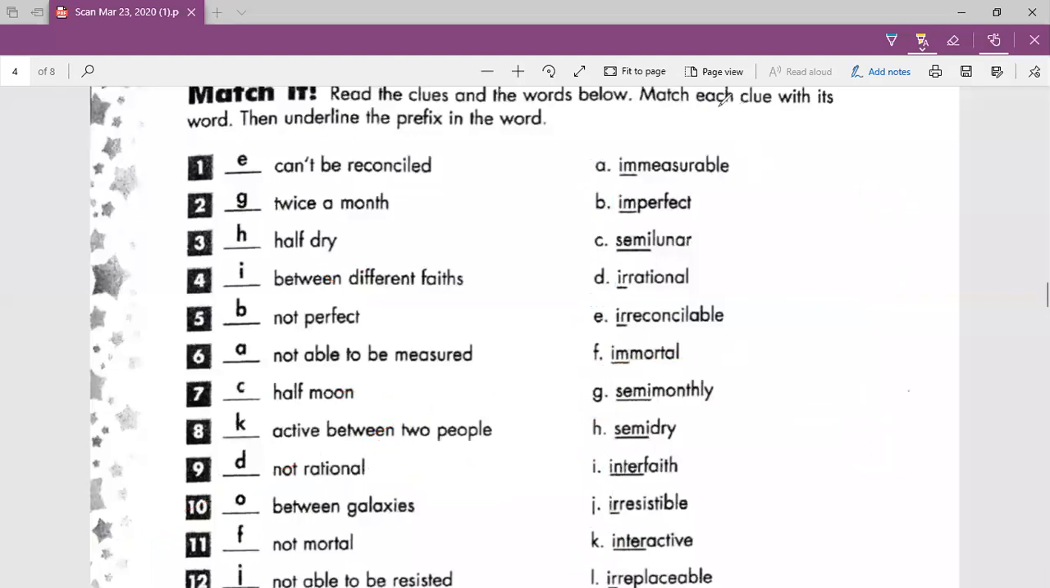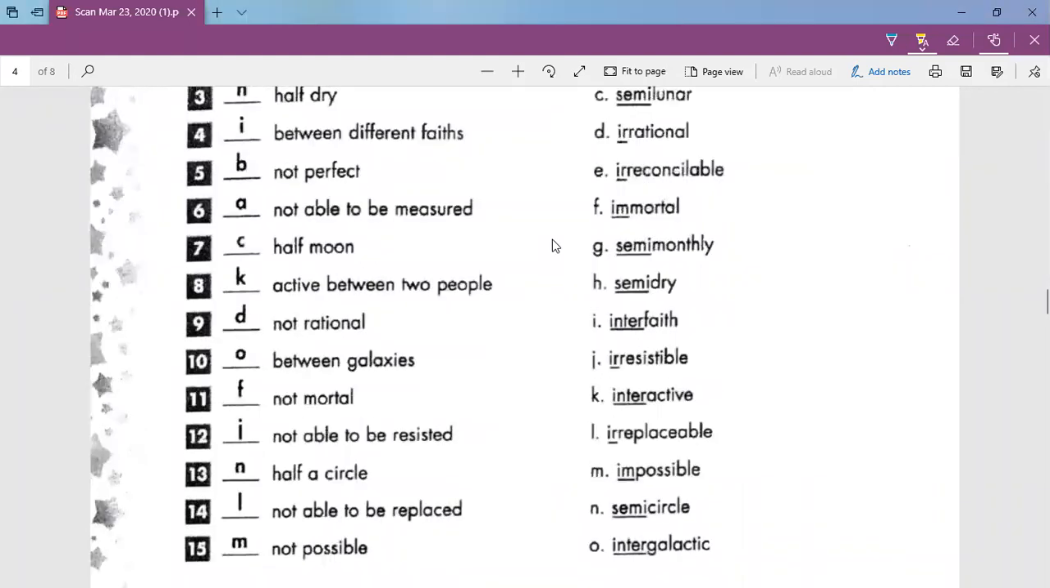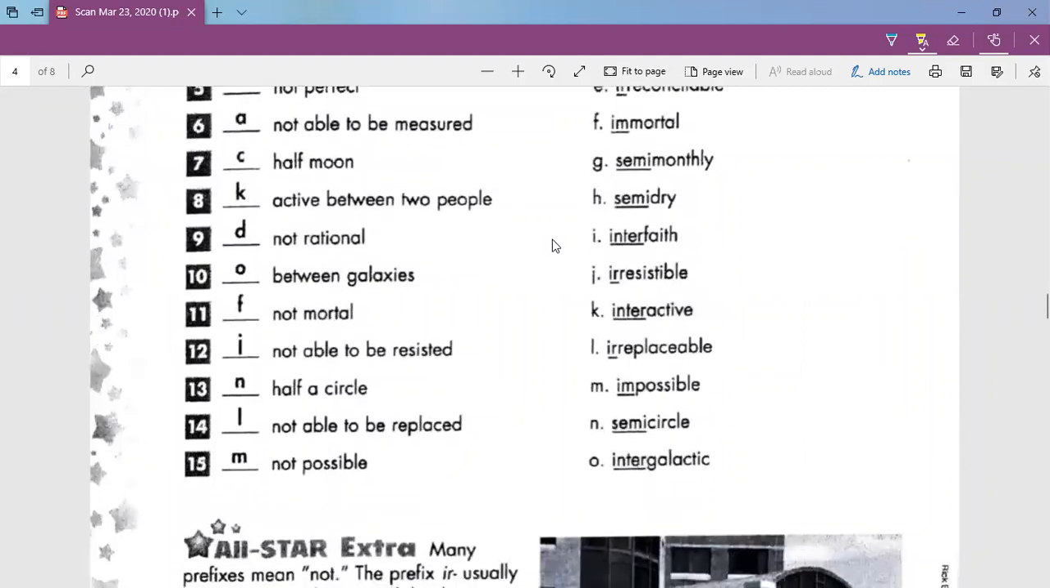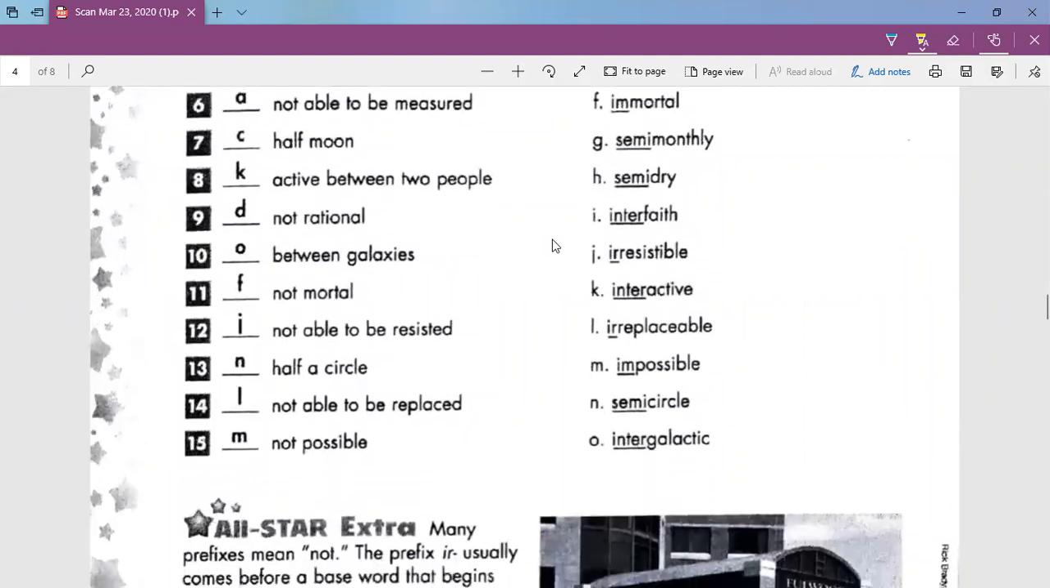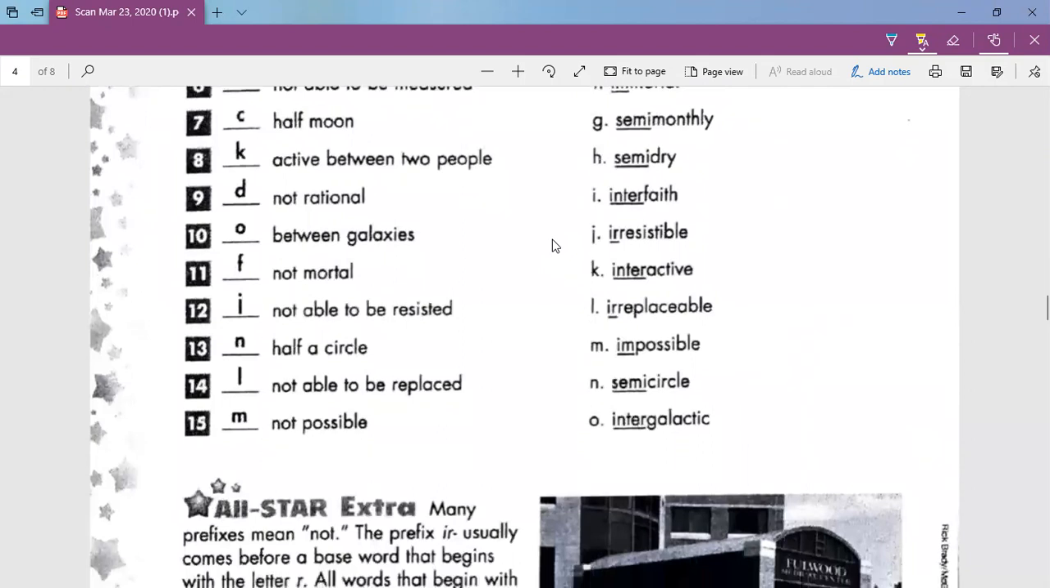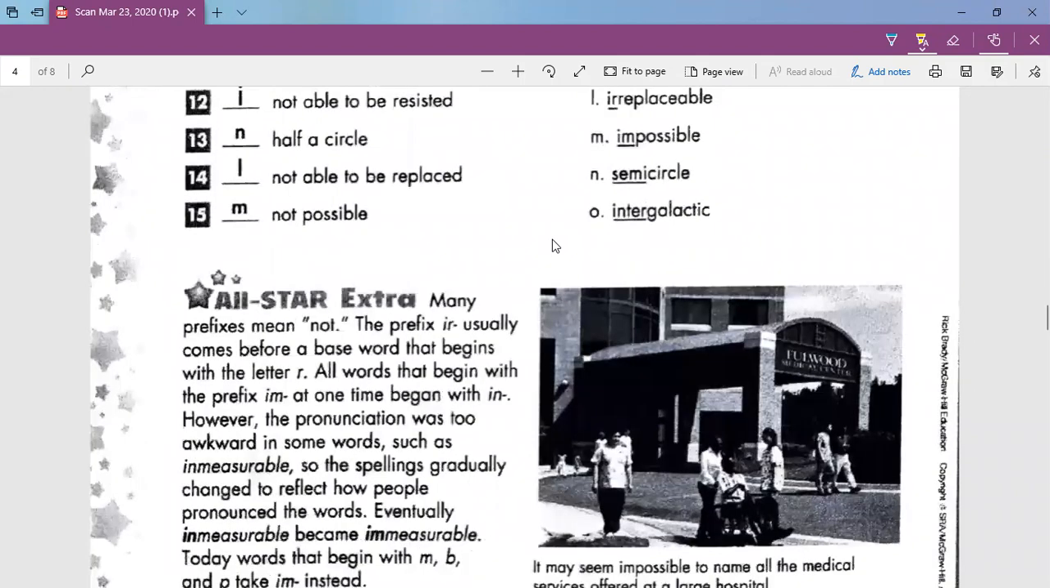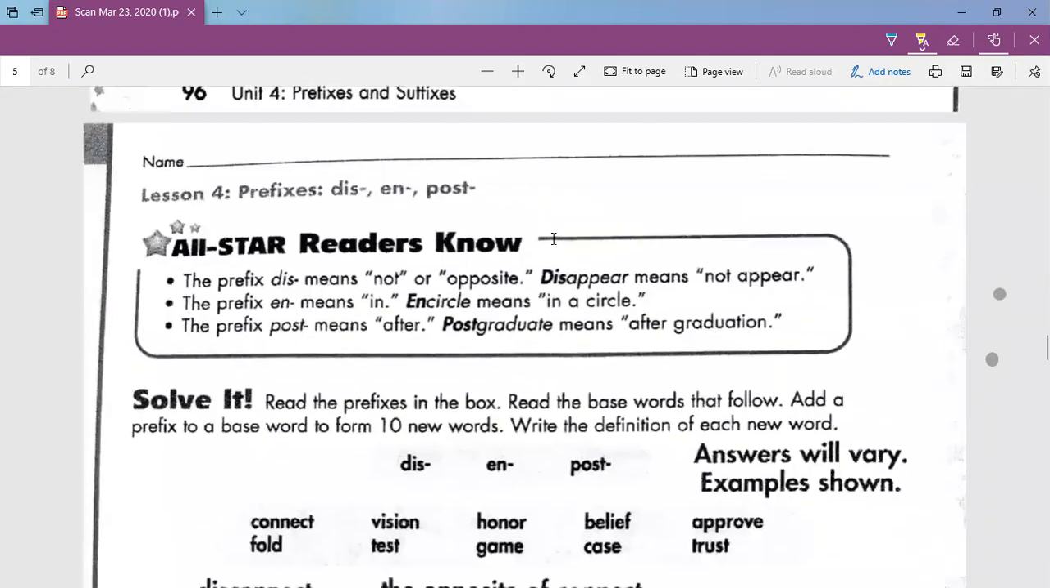Stop doing that, please. All right, let me move to the next one. In half a circle, semicircle. Not able to be replaced, irreplaceable. Not possible, impossible, okay? All right, the next page. No, it's not time yet.